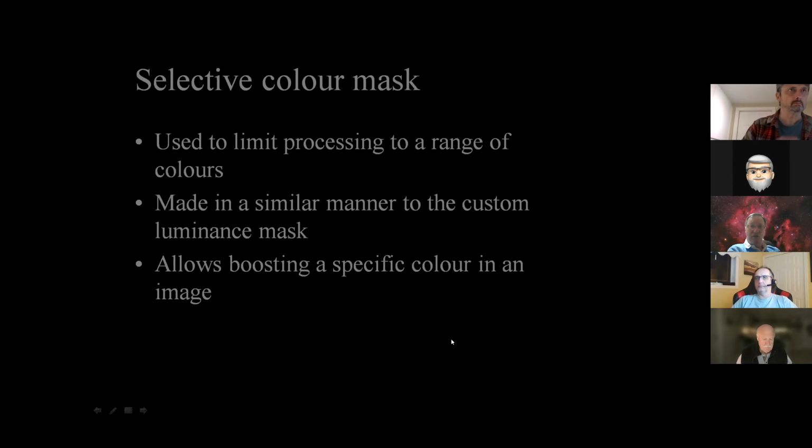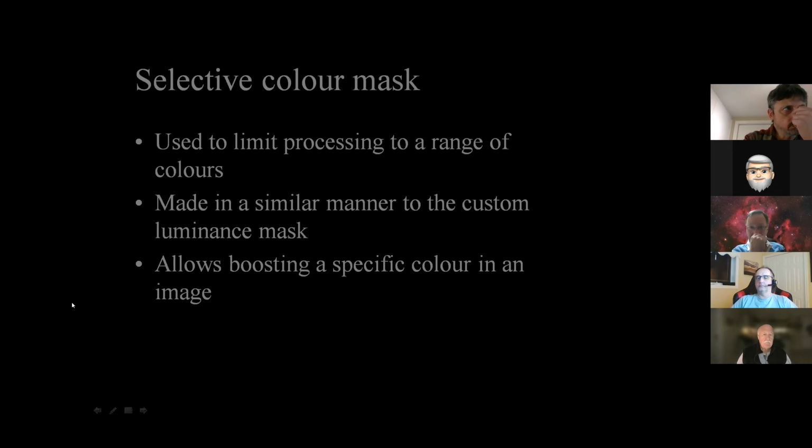The selective color mask works very similar to the custom Luminance mask. The difference is you have one more thing to select, which is the color that you want to use. So for instance, I could select it so that I only make a mask out of the purple areas of an image, and then I can control what brightnesses get included in the mask. It can be very, very useful when you want to boost a specific color in the image.